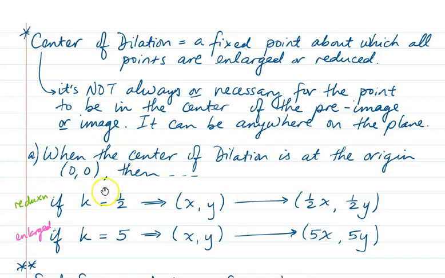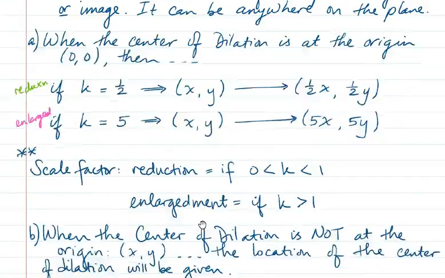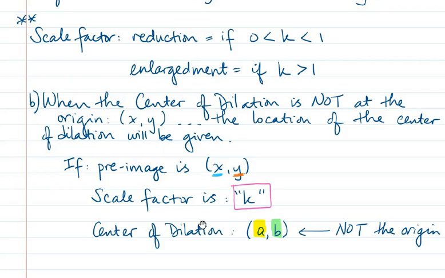So when your center of dilation is at the origin, and for example, if we're trying to reduce, so this is an abbreviation of reduction, if your scale factor is half, and whatever your ordered pair is, what you do is just take half of each ordered pair. But if you're trying to enlarge an image, and you have a scale factor of 5, you just multiply it by that number. So scale factor, when it's a reduction, that number is between 0 and 1. If it's an enlargement, it's greater than 1.